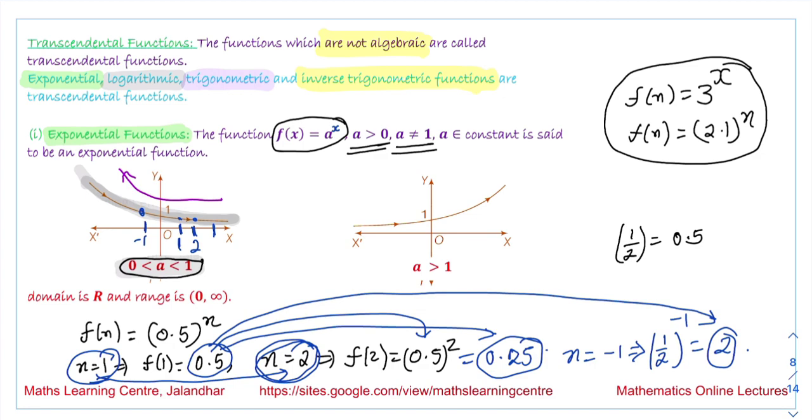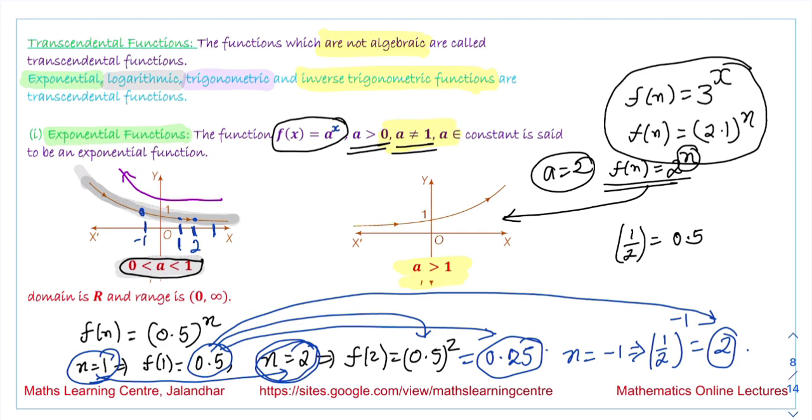Now if we take the value of a greater than 1, we are not talking about the case when a is equal to 1 because it is not defined for a is equal to 1. So when a is greater than 1, suppose we write the value of a is equal to 2. So the function we have is f(x) is equal to 2 raised to the power x. As we increase the value of x, the value of f(x) will increase.